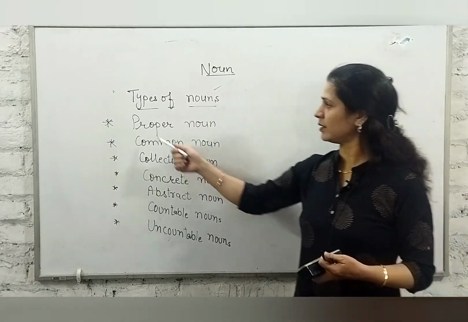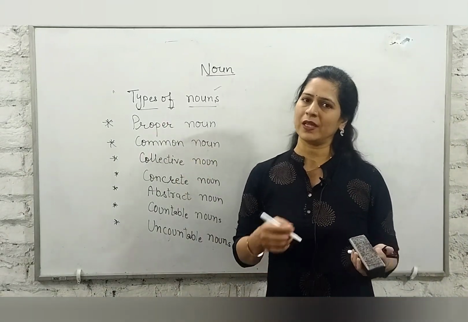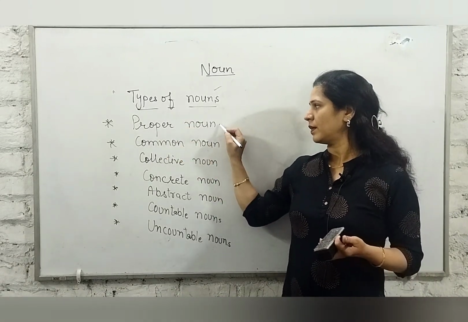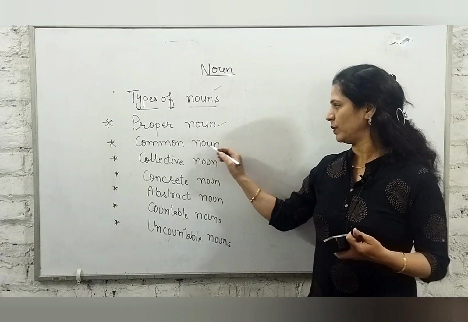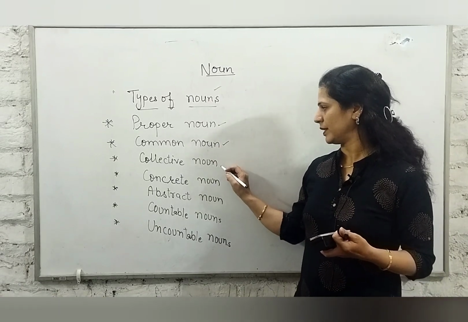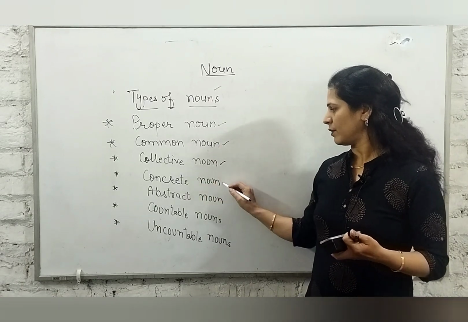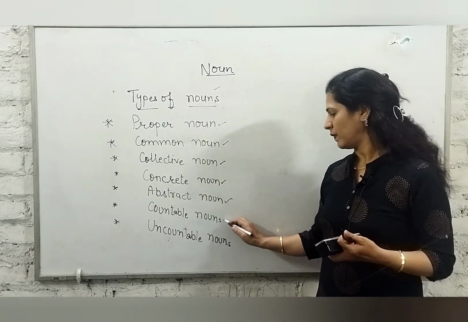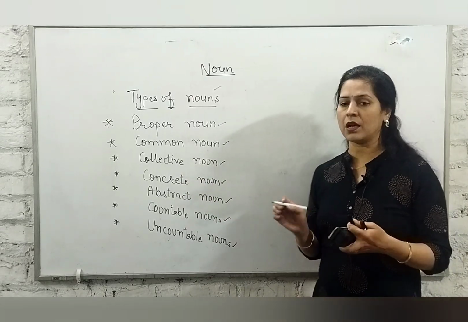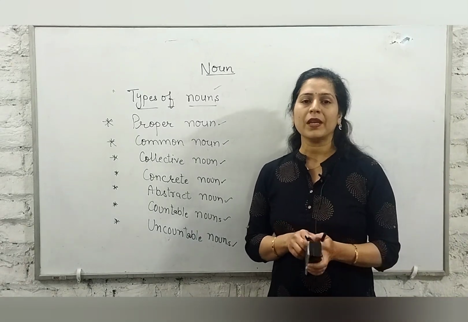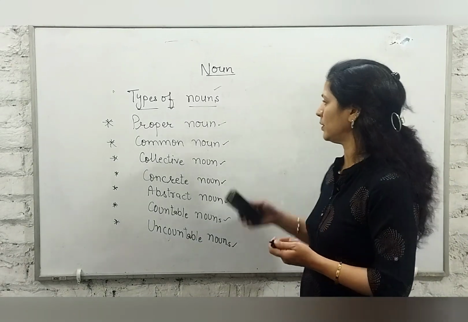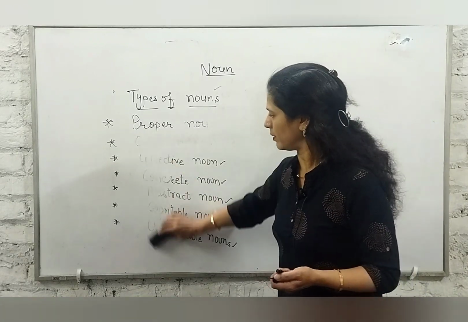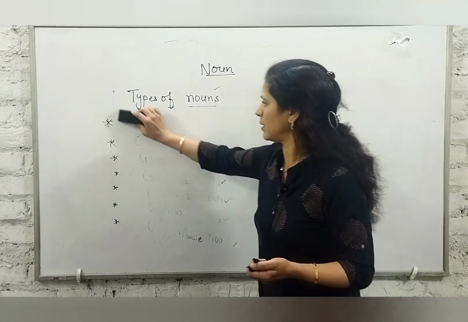Let's revise again. If somebody asks you what are the various types of nouns, you have to simply say there is proper noun, then we have common nouns, then collective nouns are there. After that we have concrete nouns, then abstract nouns, the countable nouns, and the uncountable ones. These are the various types of nouns. Okay, now we will discuss them one by one. We are going to discuss them in detail.